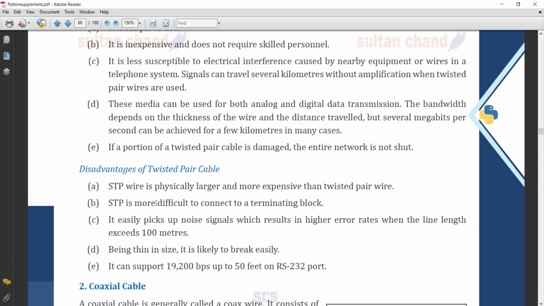Clear? Now note down some disadvantages. STP is more difficult to connect to the terminating block, and being thick in size, it is likely to break easily, and it supports 19,200 bps up to 50 feet. Clear? So these are some disadvantages of twisted pair cable.